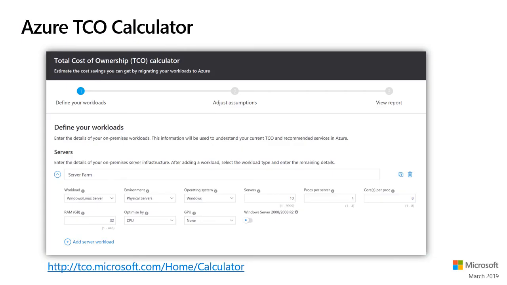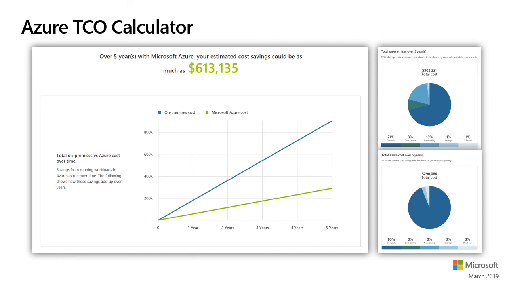So this is what it looks like. You define first your workloads. There's a whole bunch of drop downs over here for you to answer very detailed questions about what your environment looks like. And then it'll give you a report that looks like this. So it will, for example, say if over 5 years with Microsoft Azure, your estimated cost savings will be this amount.